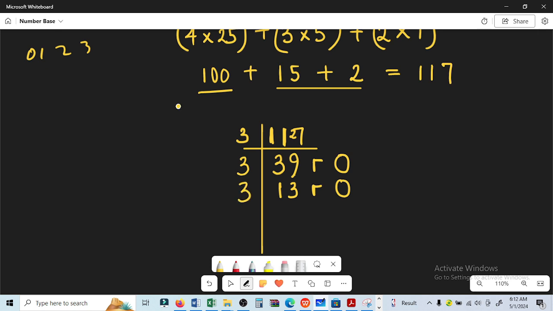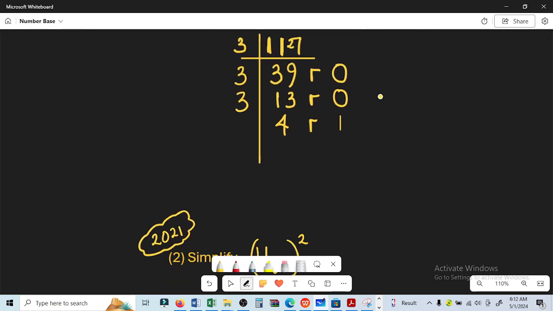3 in 13. 3 in 13 is 4, because 3 times 4 gives us 12. Now we have a remainder. Remainder what? Remainder 1. It's easy, right? Super easy. So again, 3 in 4 is going to give us 1. We'll say 3 in 4 one time. Remainder 1. Okay? Now once we've gotten to this last point right here, 3 in 1, it is not possible. So we now bring down the 1 right here. See, that's the simple step.